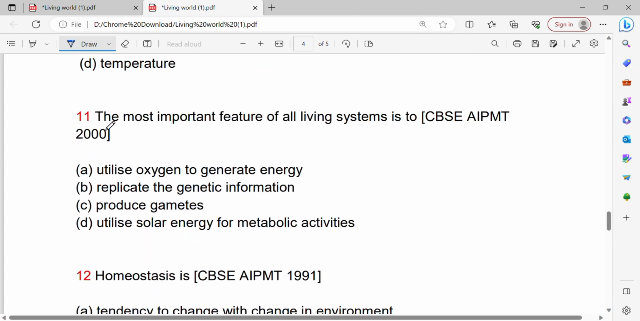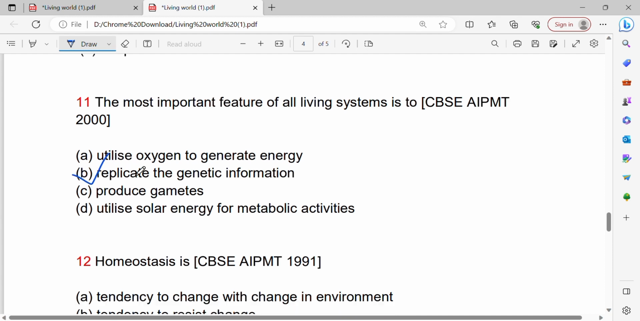Question number 11. The most important feature of all living systems is A, utilize oxygen to generate energy, B, replicate the genetic information, option C, produce gametes, option D, utilize solar energy for metabolic activities. And the correct option is option B.